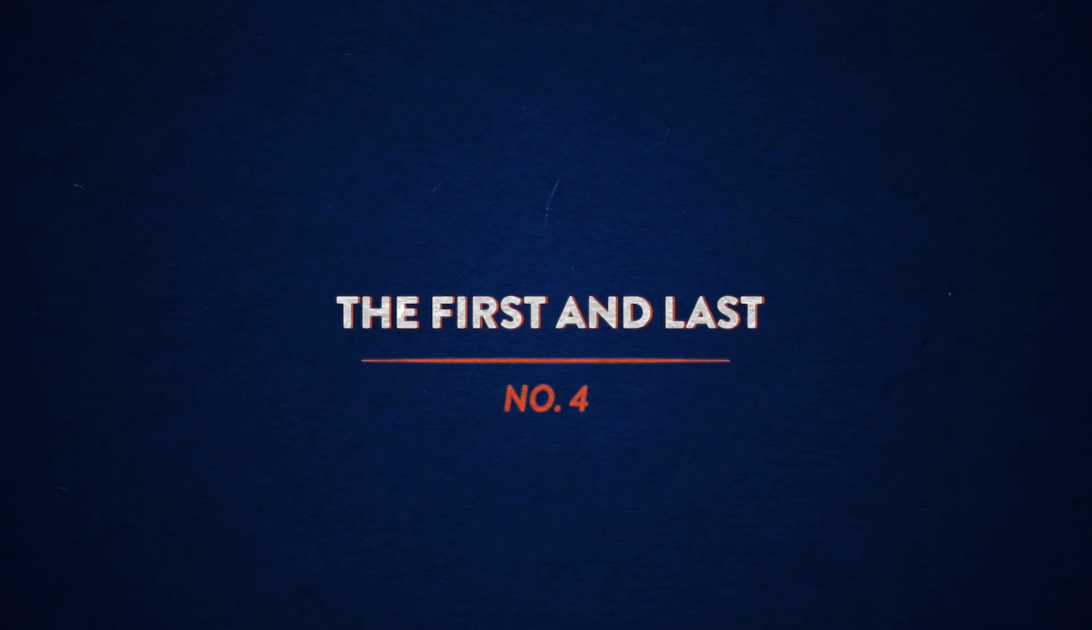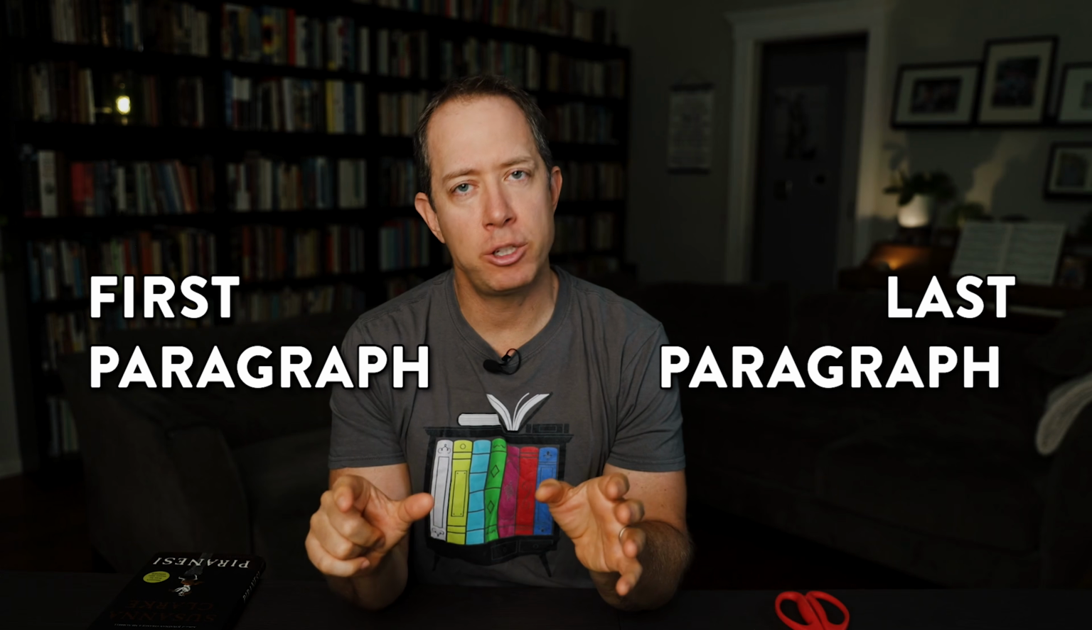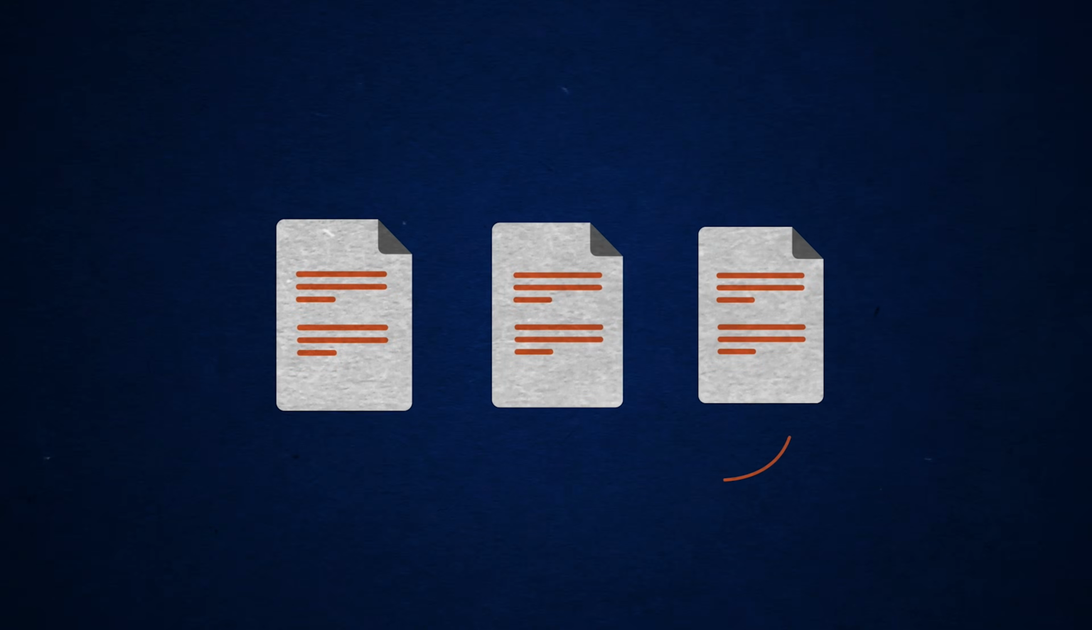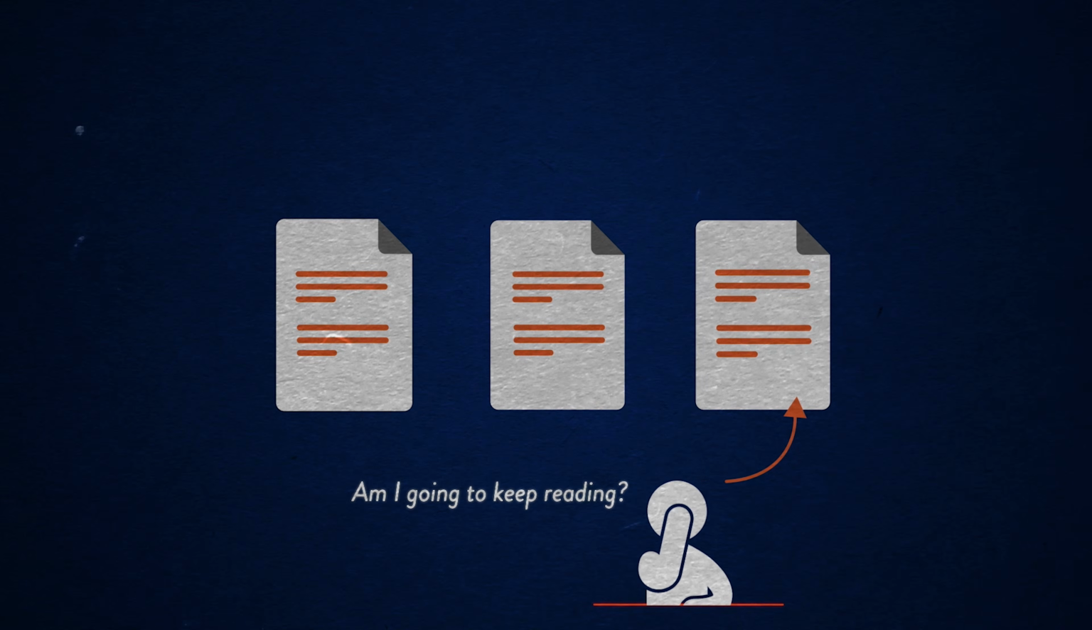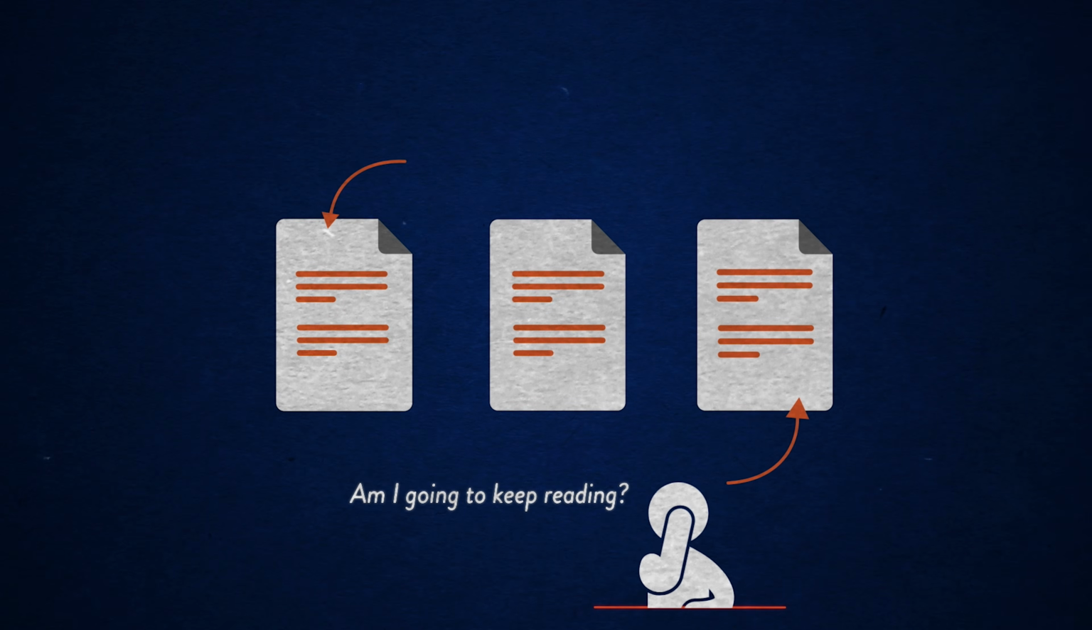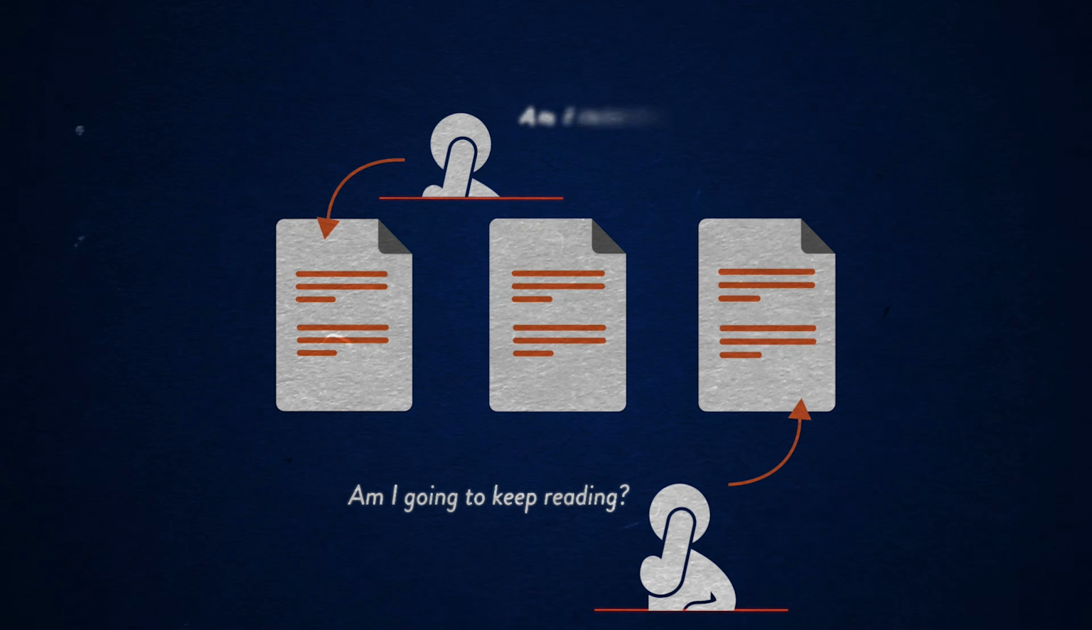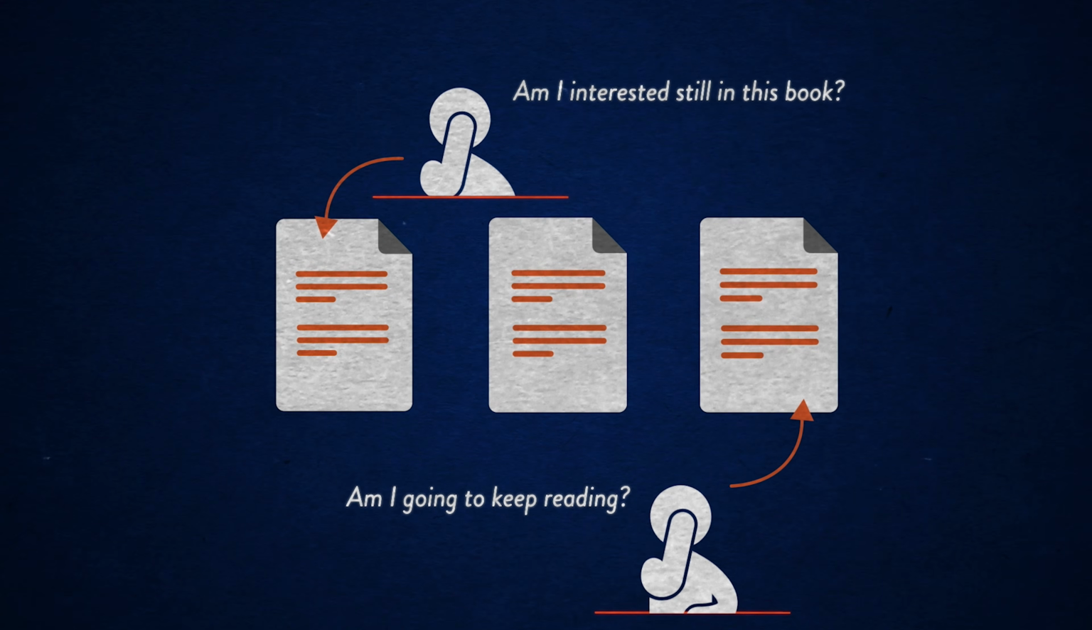Number 4, the first and last. What I want you to do is to look at the first paragraph and last paragraph of every chapter. These are very crucial points, right? This is when the reader decides whether they're still interested in this book. The end of a chapter is when the reader decides, am I going to keep reading? The beginning of the chapter is when a reader decides, do I really want to read the rest of this chapter? So these are really crucial moments.